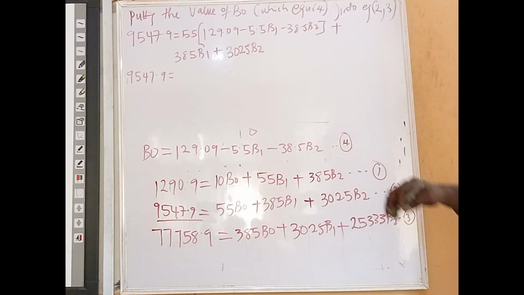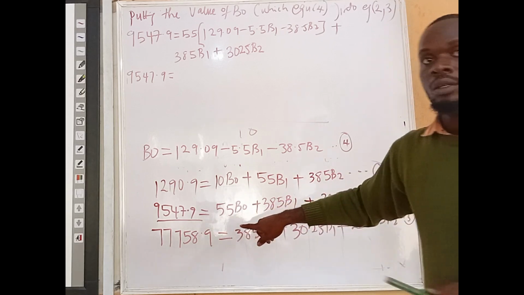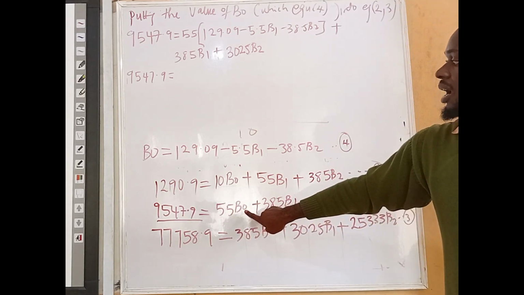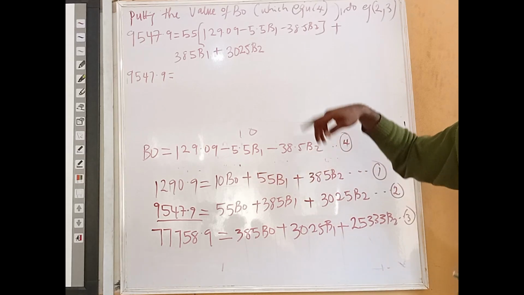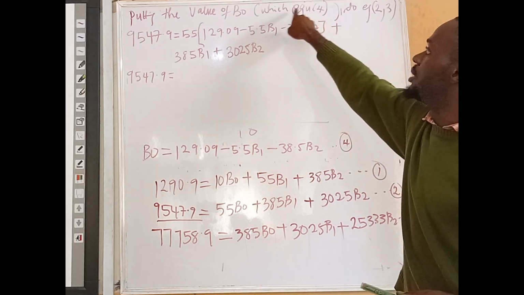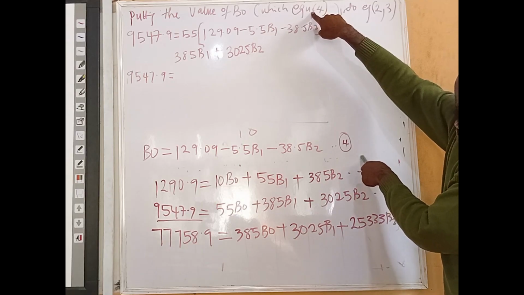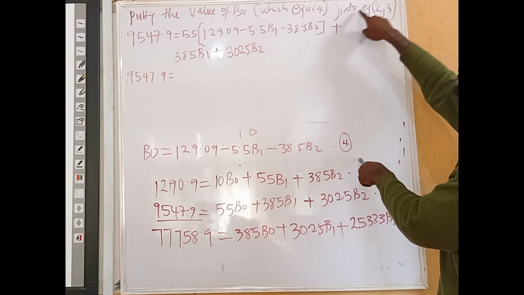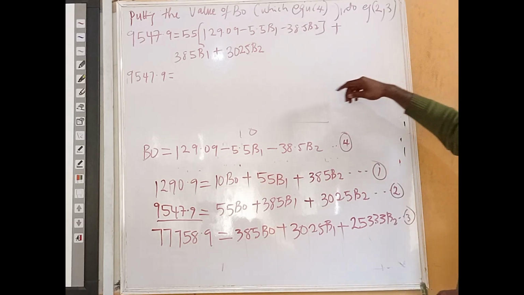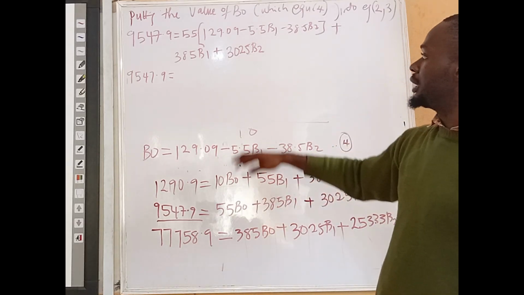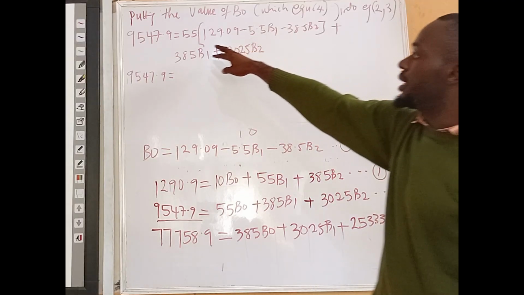Do you understand? We just see that equation 2 has B naught, and we already found the value of B naught to be this. So putting the value of B naught, which is our equation 4, into 2 and 3. For the first one, which is equation 2, we are putting our B naught, which is equal to this, into here. Now we get this.